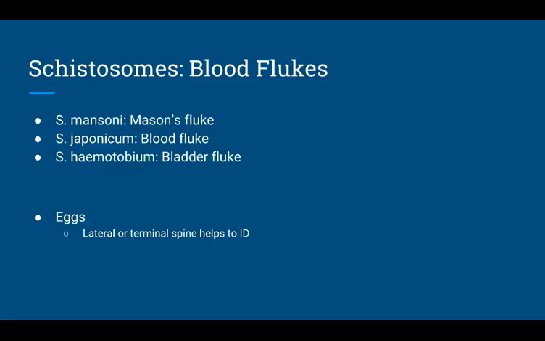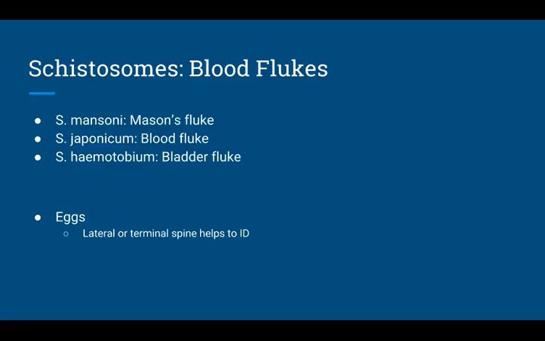Okay, the schistosomes. The schistosomes are the blood flukes, and there are 3 that you need to know. Schistosoma mansoni is Manson's fluke. Japonicum is the blood fluke, and haematobium is the bladder fluke. Schistosomiasis ranks second to malaria as a worldwide cause of death, and it infects 200 million people a year. It's not seen very much at all in our country, but it's in other underdeveloped places.